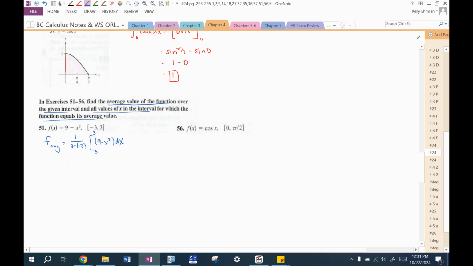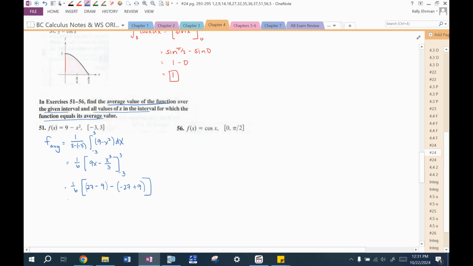All right, so this becomes 1/6. And then the integral of 9 is 9x, and the integral of x squared is x cubed over 3, going from -3 to 3. So that's 1/6 times: 9 times 3 is 27, minus 3 cubed over 3, which is 27 over 3, so 9. So 27 minus 9. Minus, when you plug in -3, you get -27, and then plus 9.